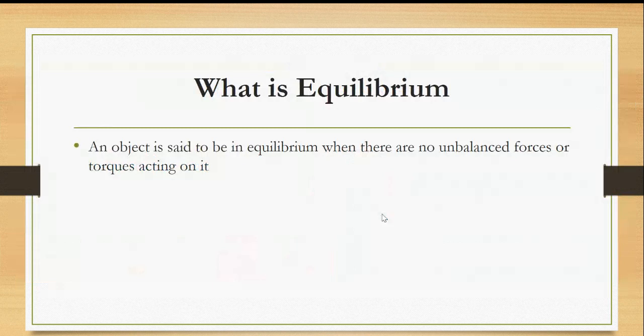So what is equilibrium? An object is said to be in equilibrium when there are no unbalanced forces or torques acting on it. Now, torque, remember, is a force that causes angular rotation. So if my arm is out and I'm on rollerblades and someone hits my arm and that causes me to spin, then that is a torque. That is the force acting on it. It's not hugely important in the current study design, but it's just good to be aware that a torque is a force that results in rotation of an object.